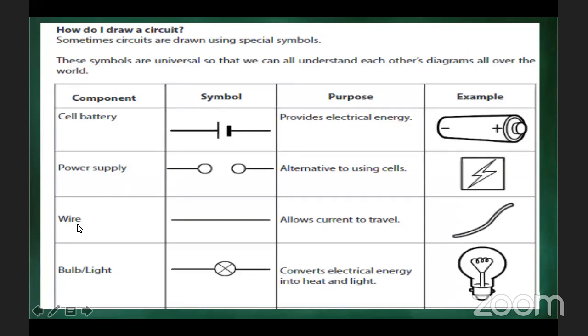When we look at the other component, we've got a wire. The symbol of a wire is a straight line. A wire allows current to travel. Current is your electricity. It allows power to travel. On our example, we have this drawing that signifies a wire.